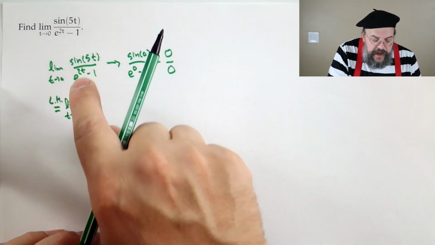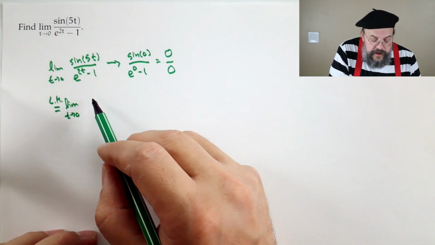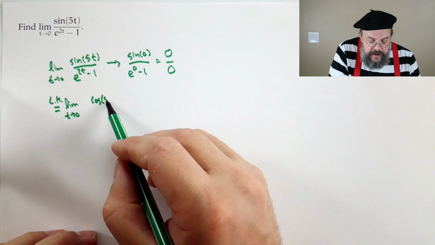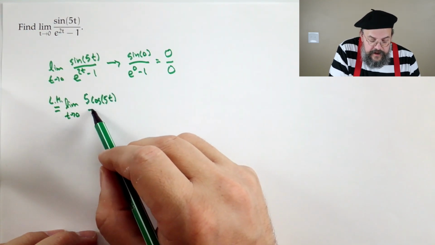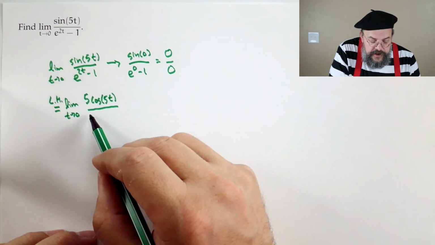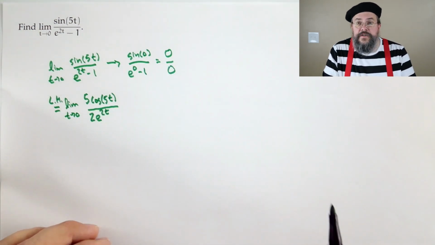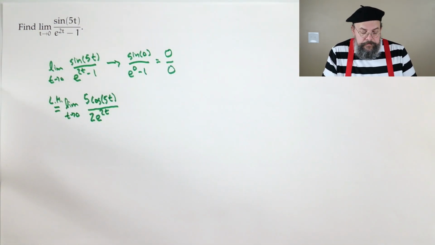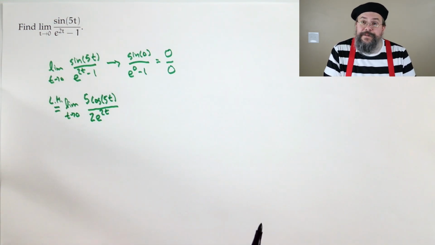So the derivative of sine of 5t, we need to apply the chain rule here. The derivative of sine would be cosine, and then take the derivative of the inside, we put a 5 in front. So 5 cosine of 5t. Derivative of e to the 2t, again a chain rule, is 2 e to the 2t. And then the derivative of minus 1 is 0, so that goes away.